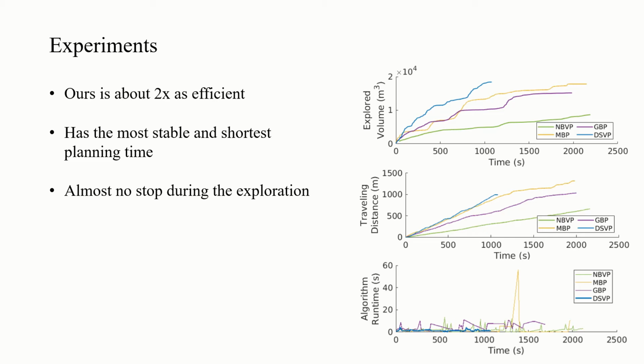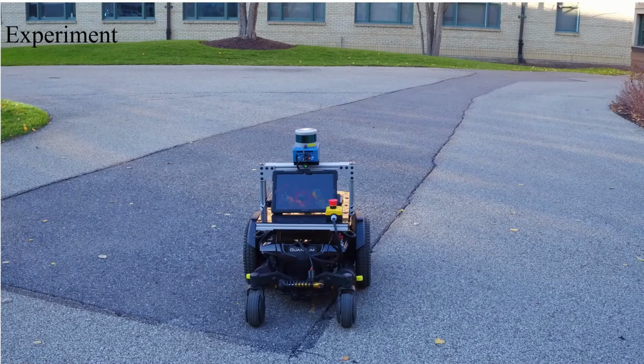From the figures, we can easily tell that MBP has the best performance among all other 3 methods, even though it still spends double time of ours. In the experiment, our method has the most stable and shortest planning time. MBP and GBP both have some sharp increase when they are doing global plan. According to the second figure, our method almost has no stop in the whole process, which is impossible for other methods because of their longer planning time.